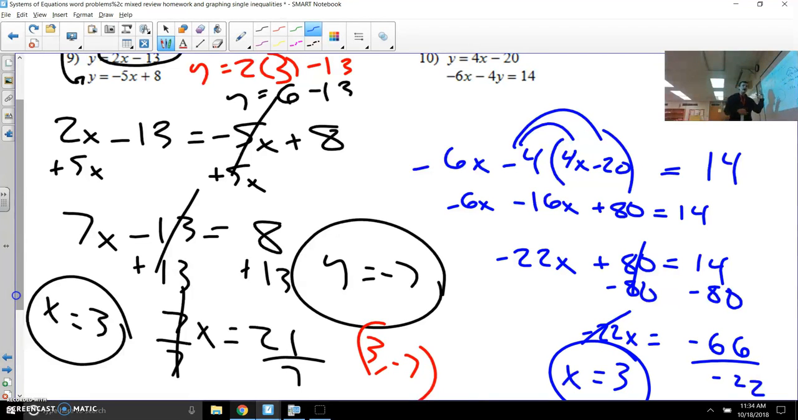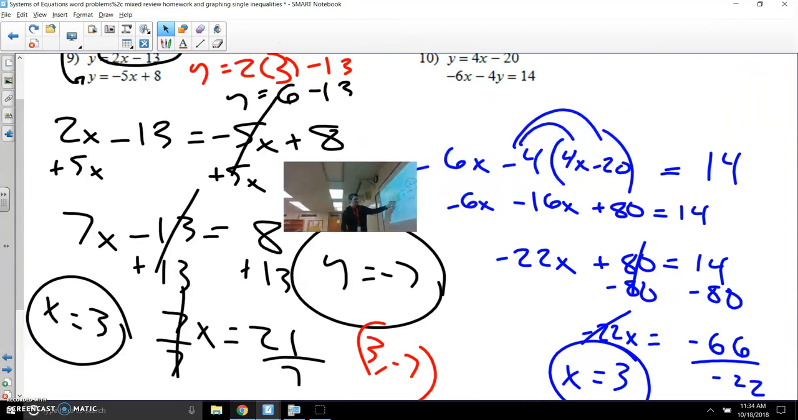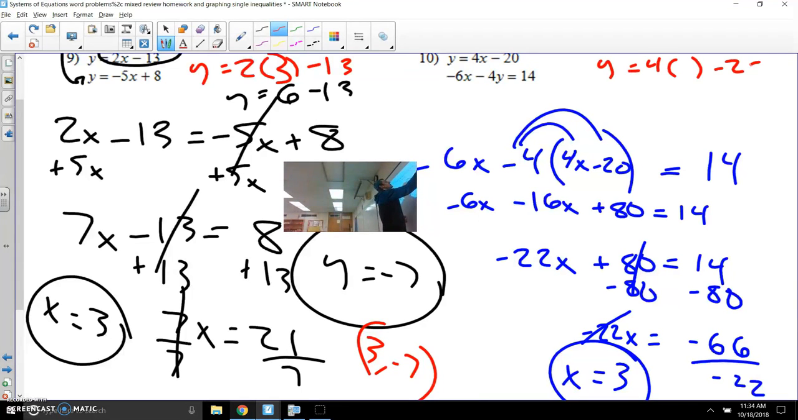So now I've got to go back in and figure out what was y when x is 3. So I think what I'll do is I will plug it into the top one because it says that y equals 4x minus 20. But now I can use the fact that we calculated x to be the value of 3. So we're going to plug it in up here.